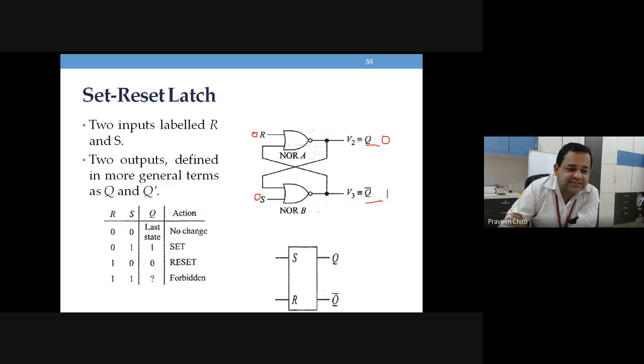Previous state of the latch, if we assume Q equal to 0, Q bar equal to 1. Now what will be the new state when you apply R equal to 0 and S equal to 0? So can anybody tell me what will be the output of the NOR gate B now? Because S is 0, the other input to the NOR gate is 0. So both the inputs are 0, 0. So what output are you going to get?